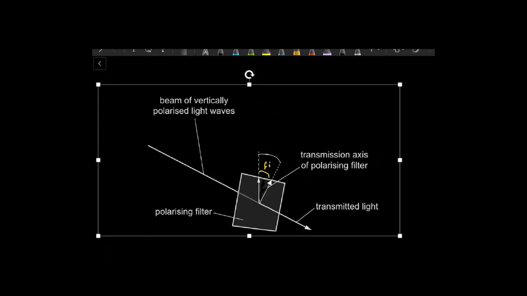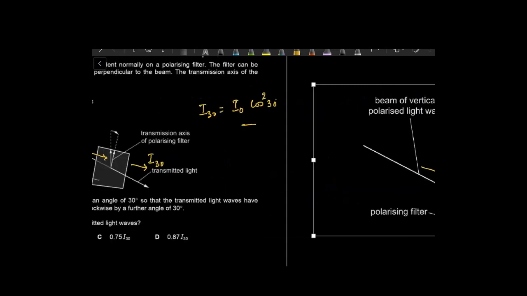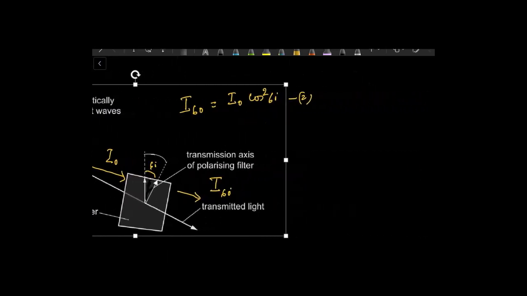In this case, the incident light is I0 and this is I60. So for I60 we can write I60 is equal to I0 cos square 60. So let's say this is equation 2 and this is equation 1. Divide equation 2 with equation 1. So it will become I60 upon I30, which is equal to I0 cos square 60 upon I0 cos square 30.